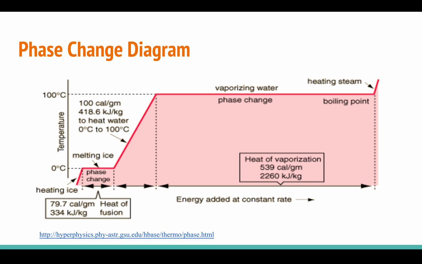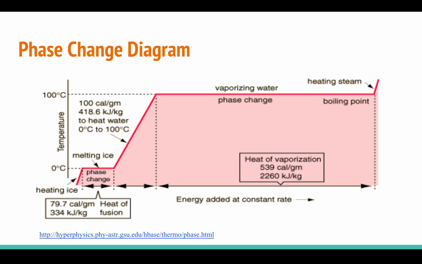Moving on, this diagram is known as a phase change diagram. As energy is added onto a solid object, say a piece of ice, the temperature of the object continues to increase until the ice experiences a phase change. Up until this point, the object's kinetic energy increases, but while the ice experiences a phase change, the kinetic energy stays constant while the potential energy increases.